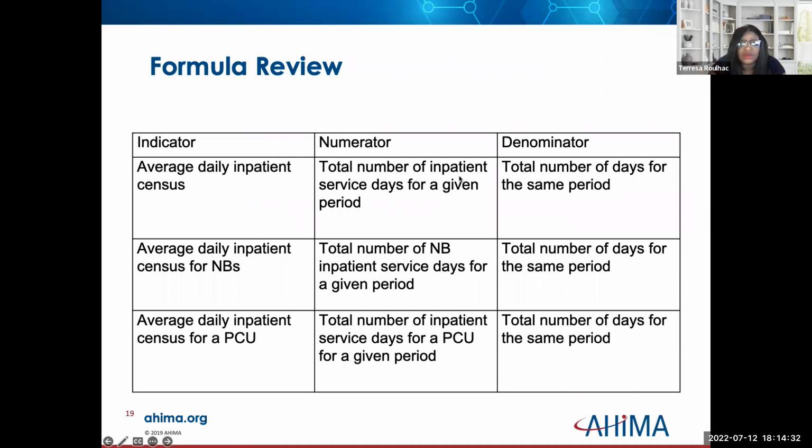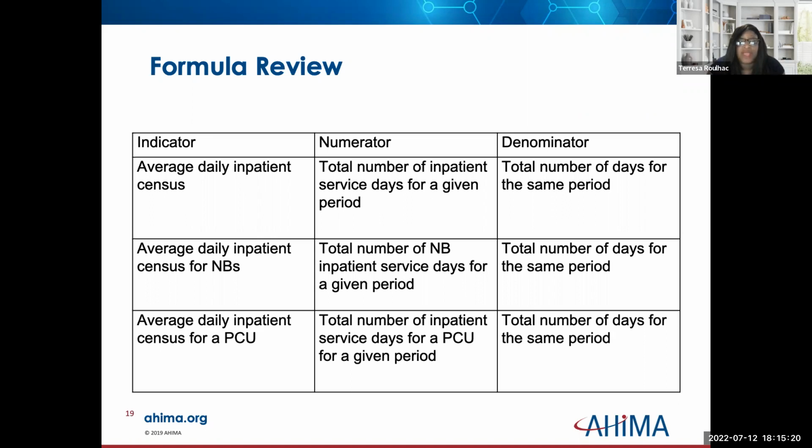Why? Because this is where your formulas are at a glance, right? You look at the average daily inpatient census. Your numerator, remember we talked about that last week, is going to be the total number of inpatient service days for a given period. Your denominator is the total number of days for the same period. For average daily inpatient census for newborns, it's going to be the total number of newborn inpatient service days for a given period divided by the total number of days for that same period.